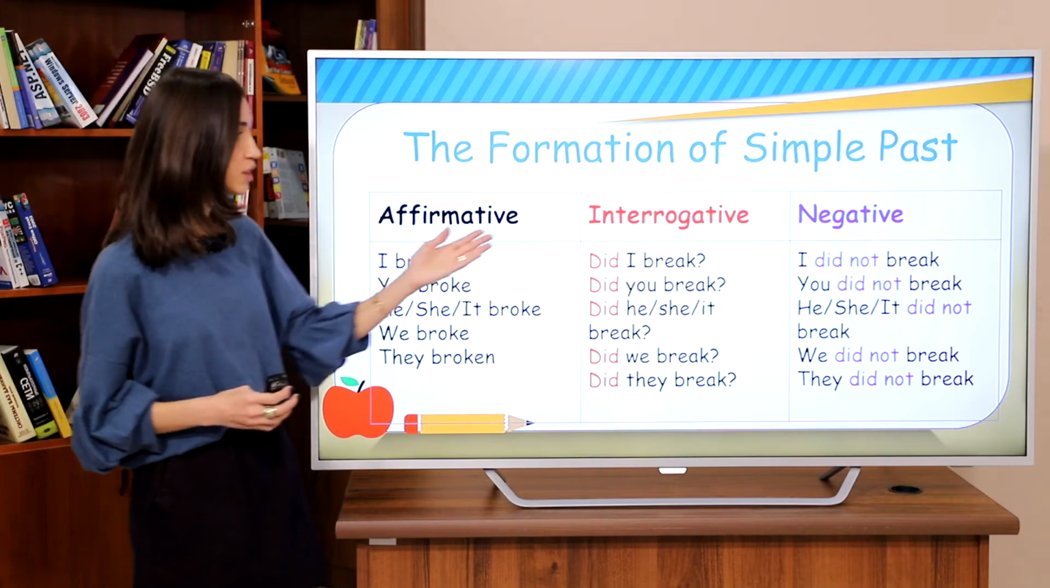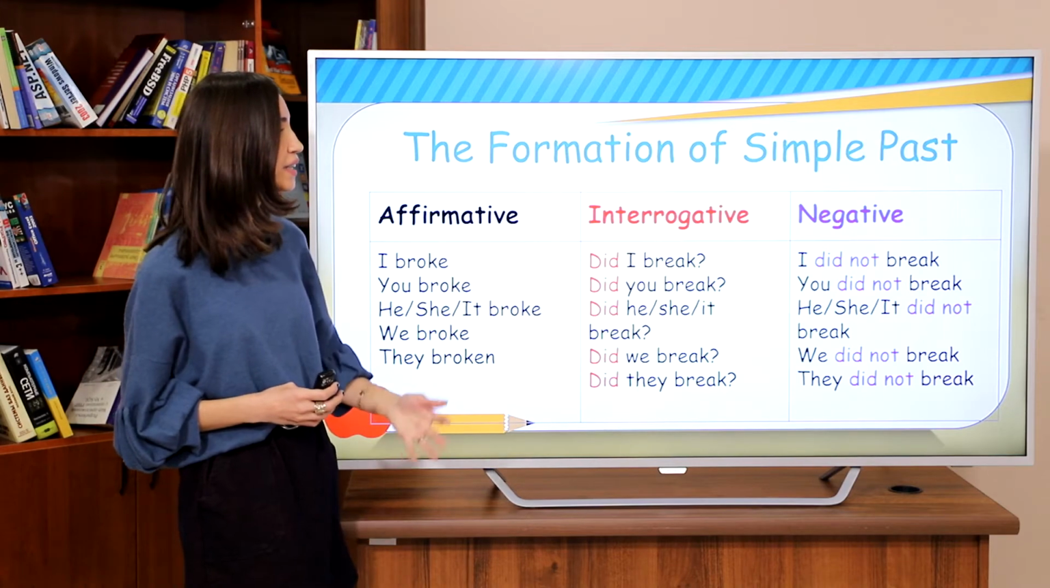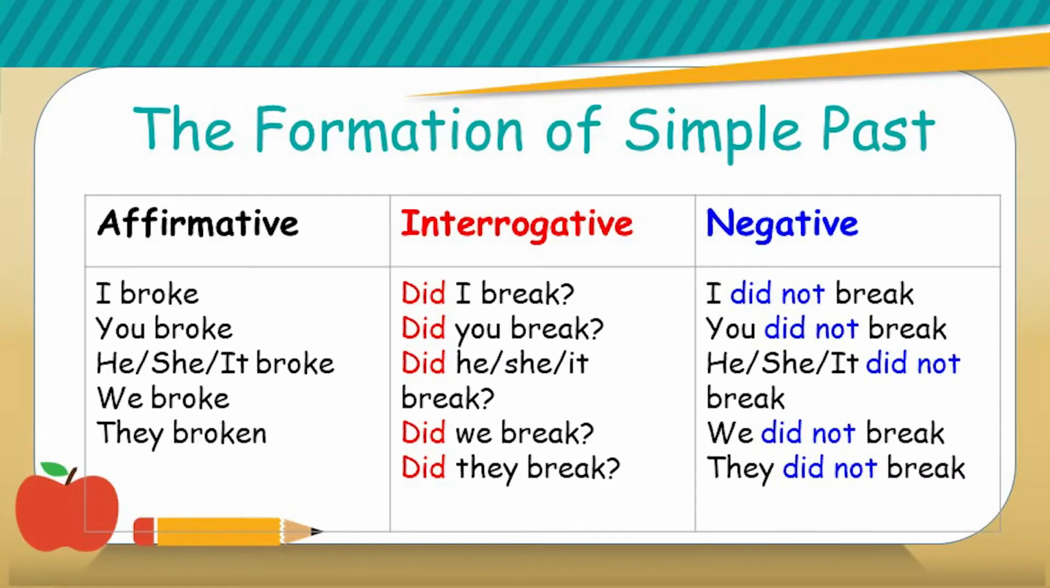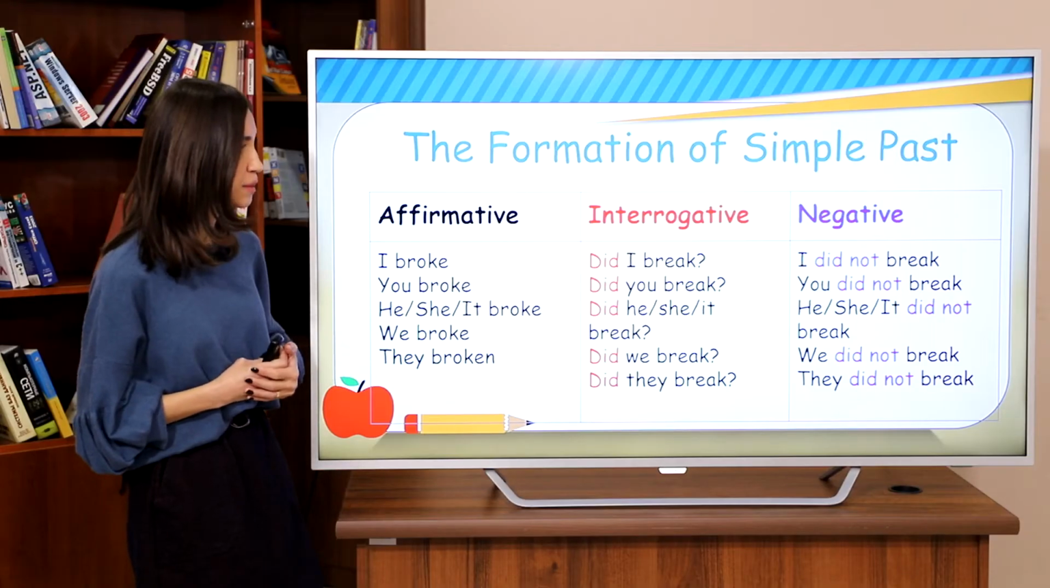And now, let's look at the negative form. I didn't break. You did not break. He, she, it did not break. We did not break. They did not break. It means what we are going to add when we want to form the negative of past simple.